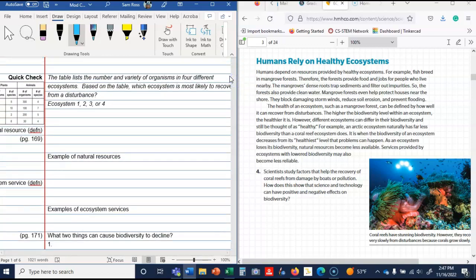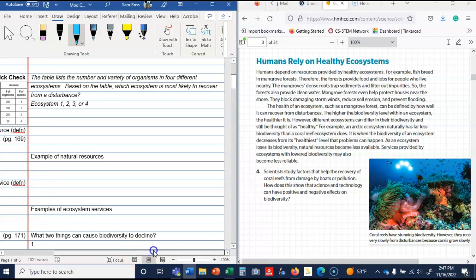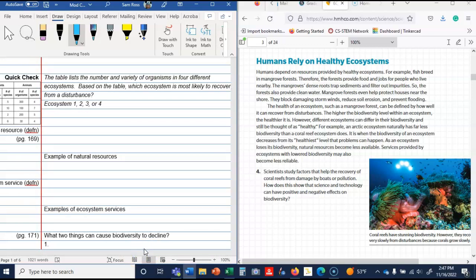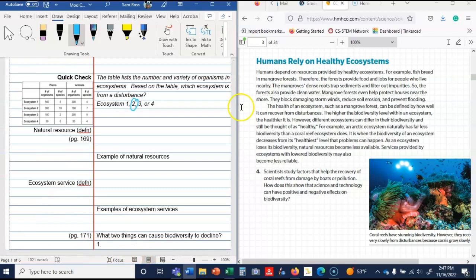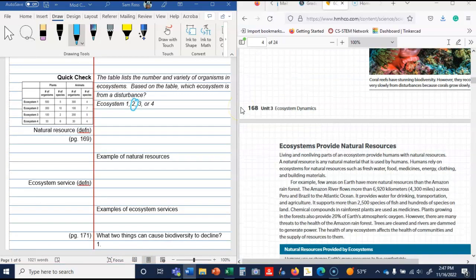It says the table lists the number and variety of organisms in 4 different ecosystems. Based on the table, which ecosystem is most likely to recover from a disturbance? And the answer is ecosystem number 2. The table is over here. Okay, and then we need to go to 169 to define natural resources.